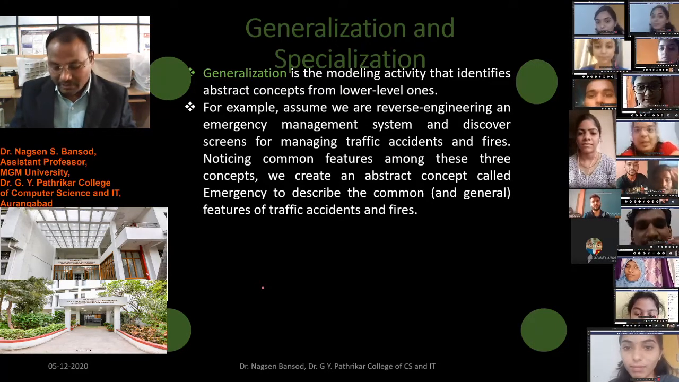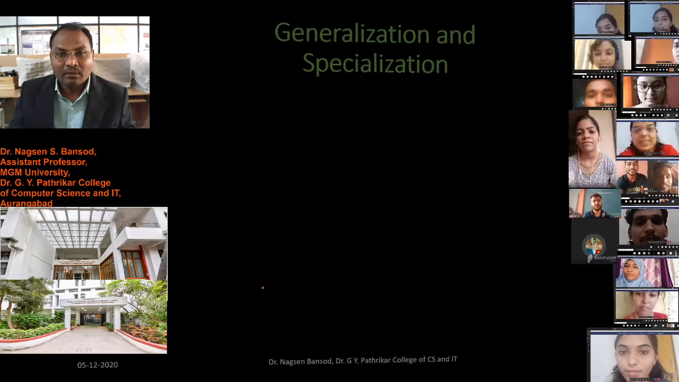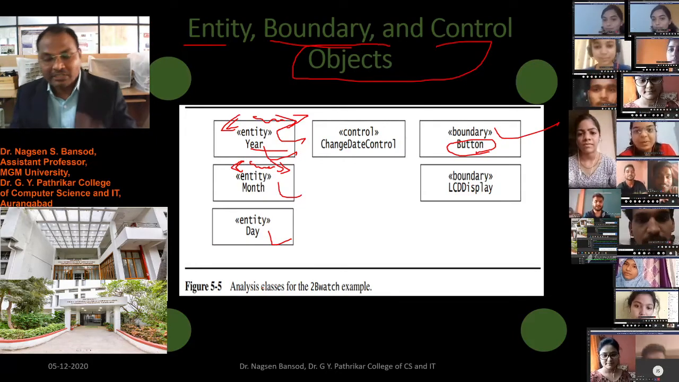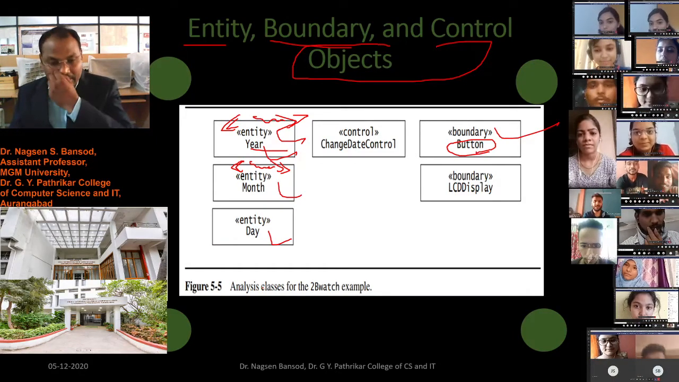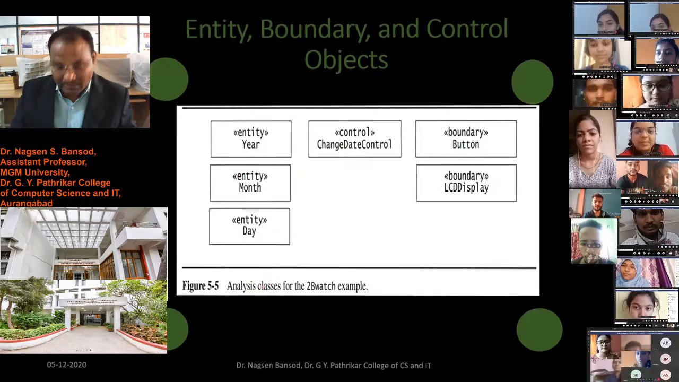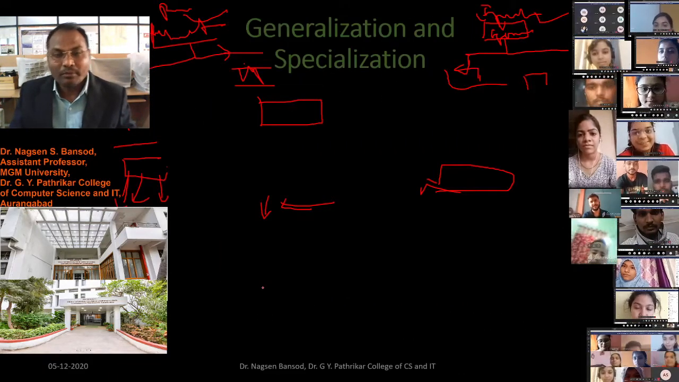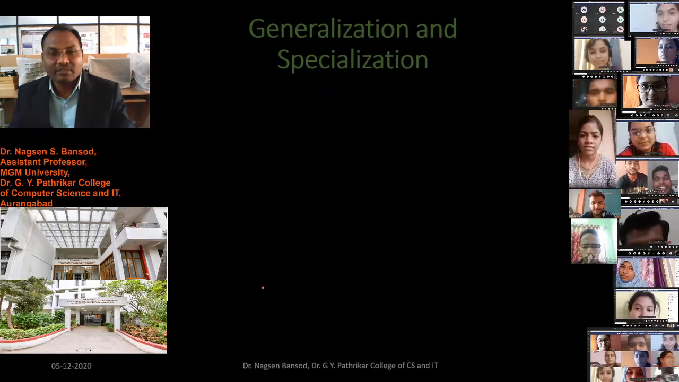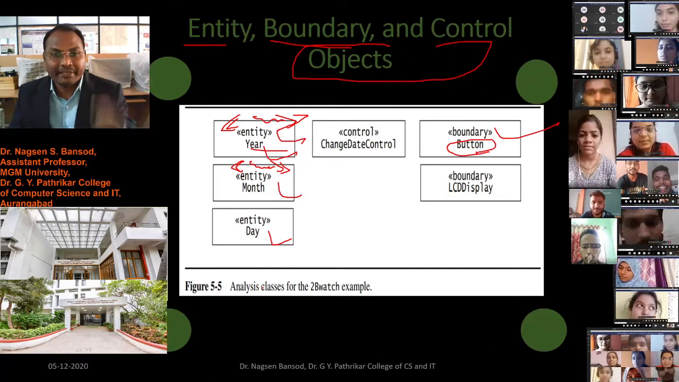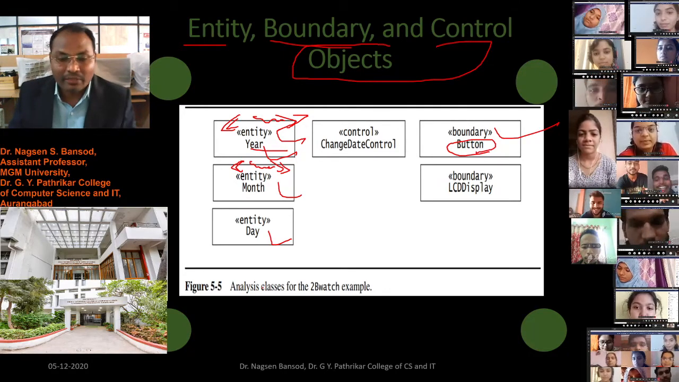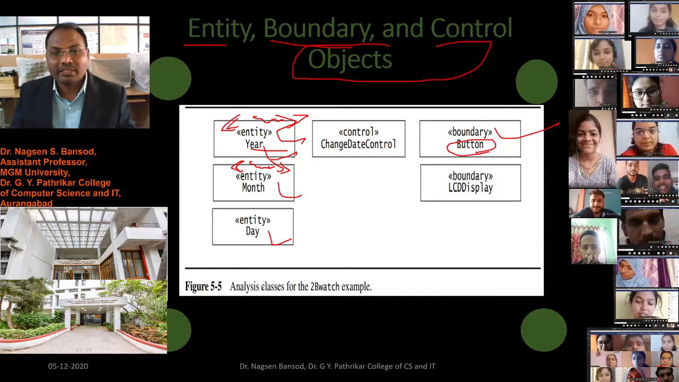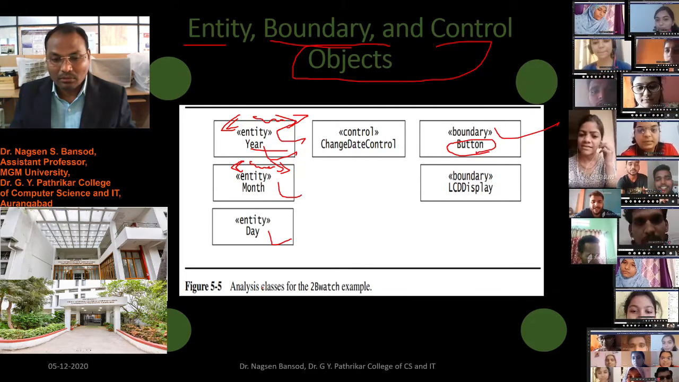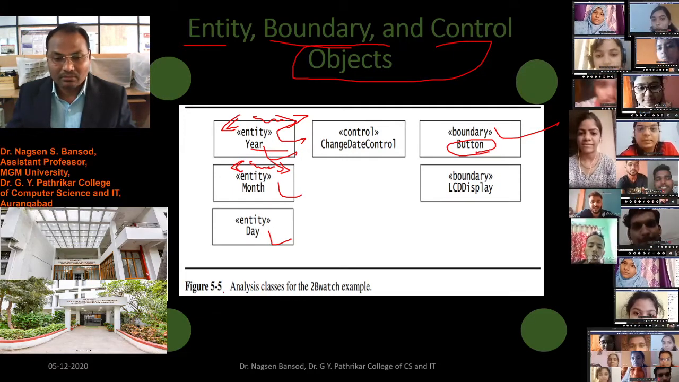Okay, if you have any doubt regarding entity, boundary and control objects, you can ask me a question. We will see the generalization in the next lecture. Generalization and specification, we will see in more detail in the next lecture. Is there any question regarding this entity, boundary and control? Yes? No.